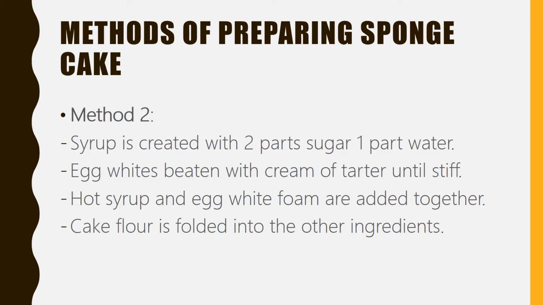Method 2. The syrup or meringue method causes a finer textured end product. A syrup is made by cooking 2 parts sugar with 1 part water and boiling the mixture until it has reached the softball stage. Egg whites are beaten with cream of tartar until they are stiff but have not yet formed dry peaks. Then, as the egg white foam is beaten constantly, the hot syrup is poured into it in a fine stream. When the meringue is completed, beaten egg yolks are combined with lemon juice and folded into the mixture. Finally, cake flour is sifted over and lightly folded into the other ingredients.